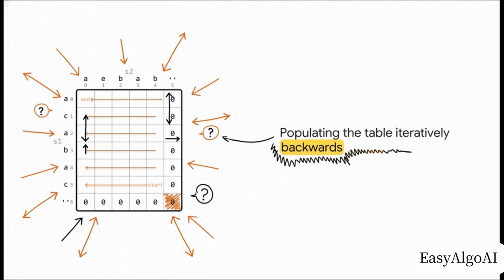For every cell, we just ask our formula: do the characters at this row and column match? If yes, add 1 to the bottom right diagonal. If no, take the max of the cell below or the cell to the right. We iterate all the way until we reach the top left at index 0,0. And sitting right there in that top left cell will be our final maximum length.